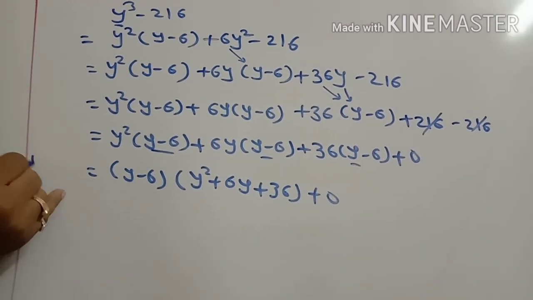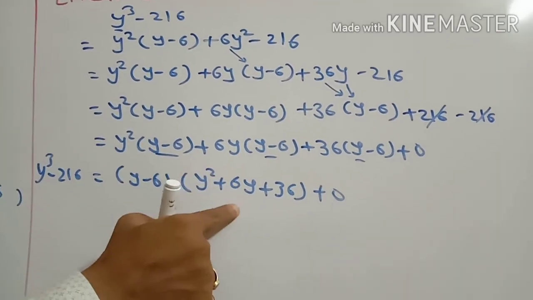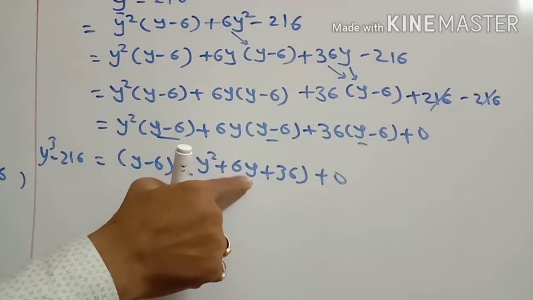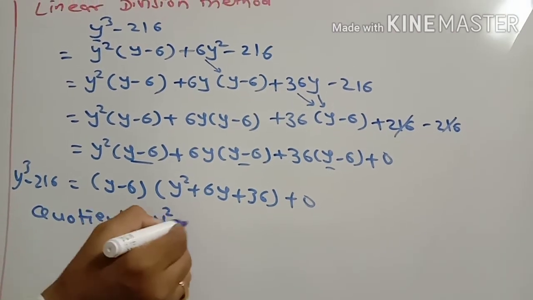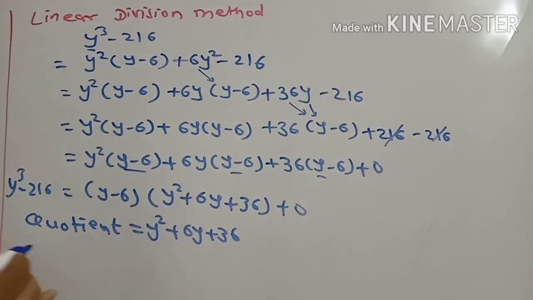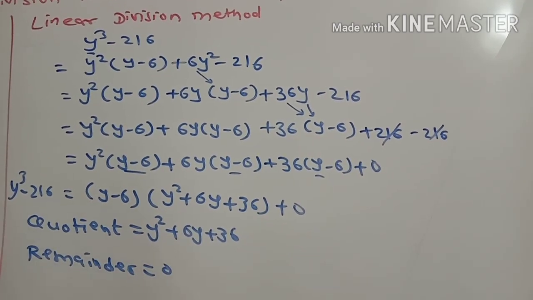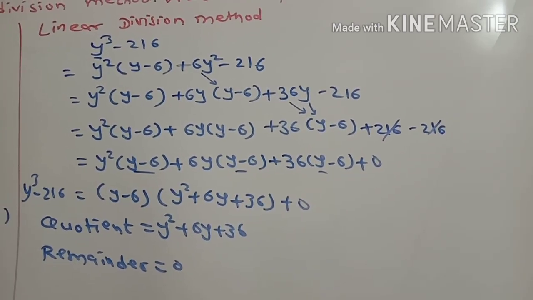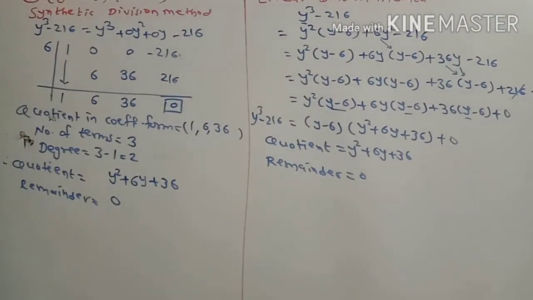That means it is now in the form of dividend equals divisor into quotient plus remainder. That means the quotient is y square plus 6y plus 36 and the remainder is 0. And if we see both methods, the quotient and remainder are always the same.